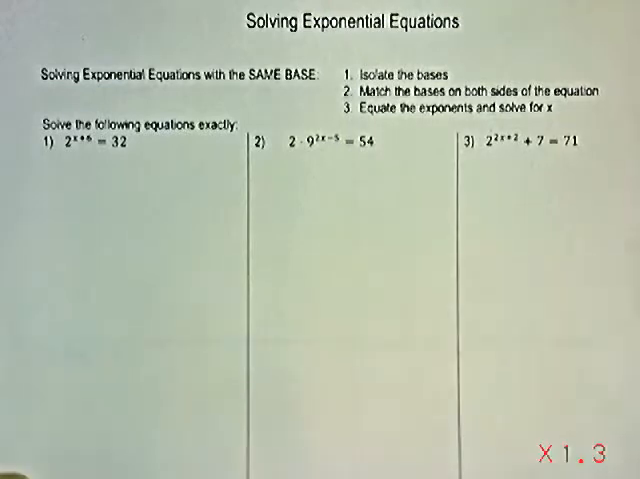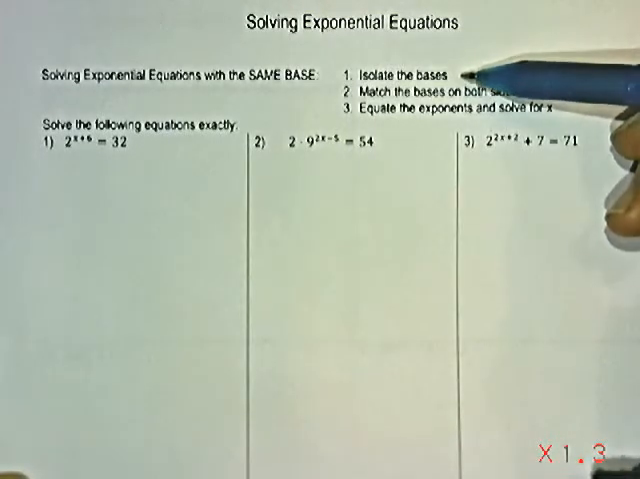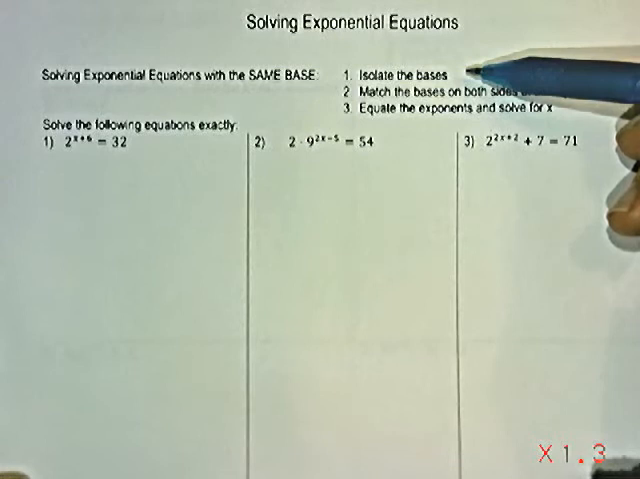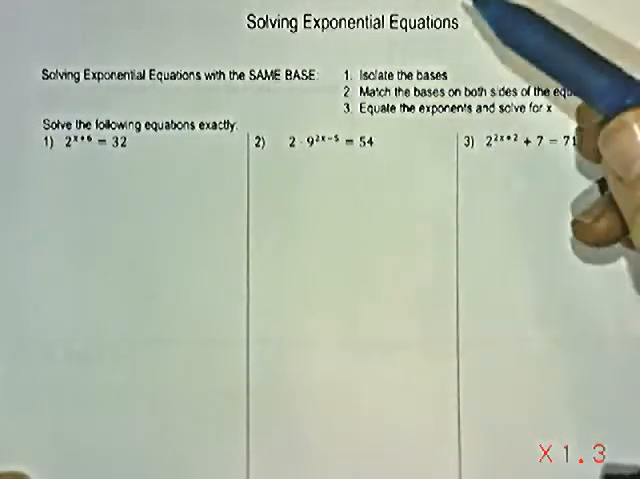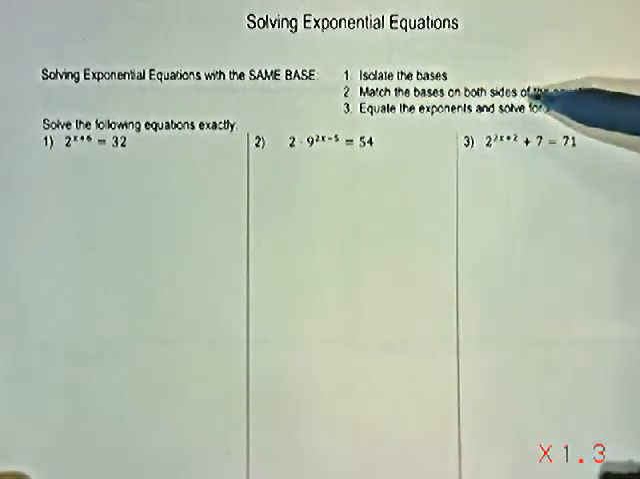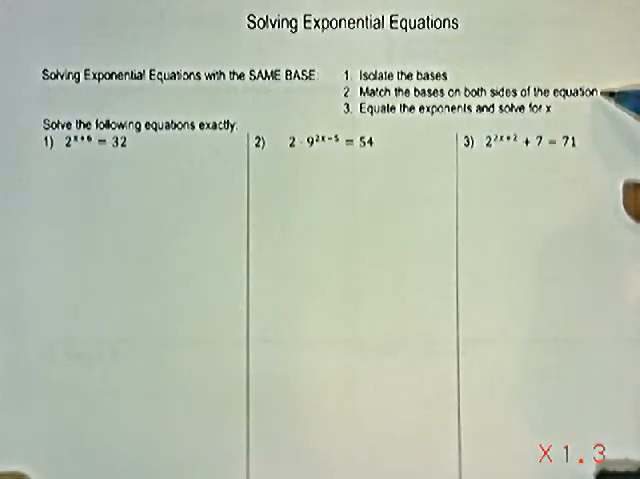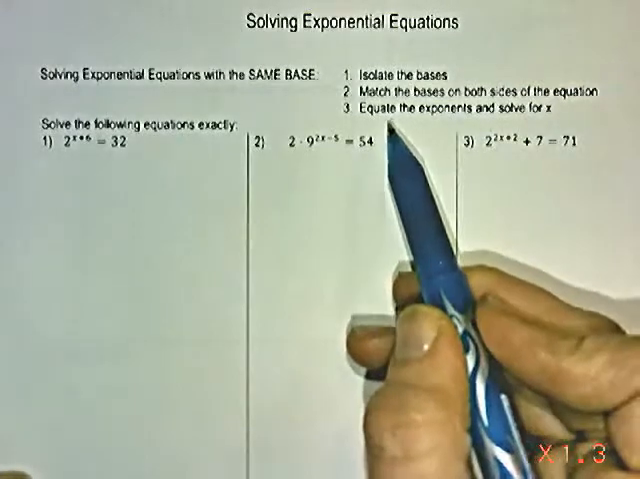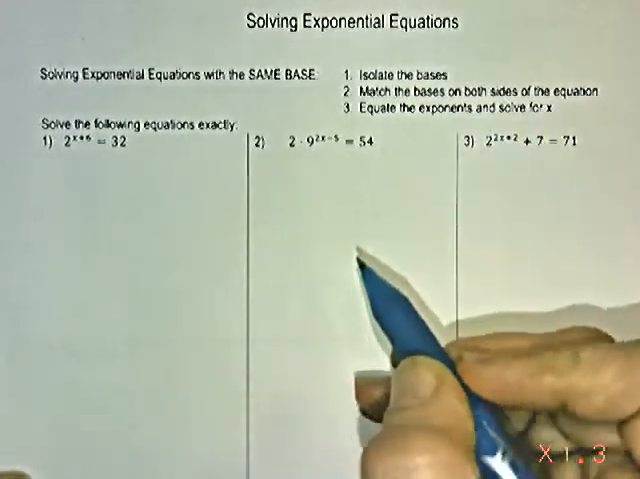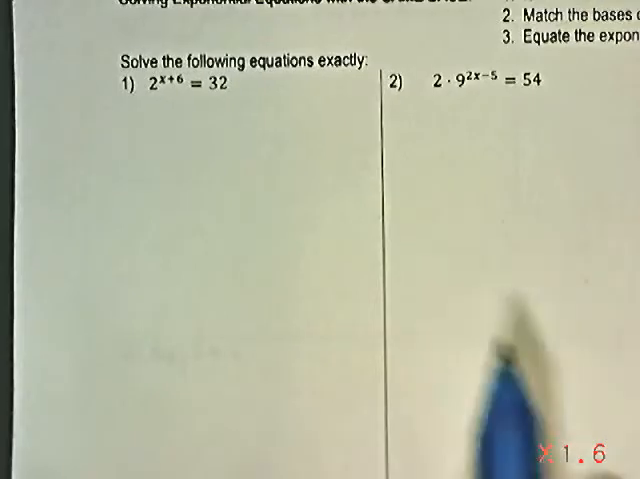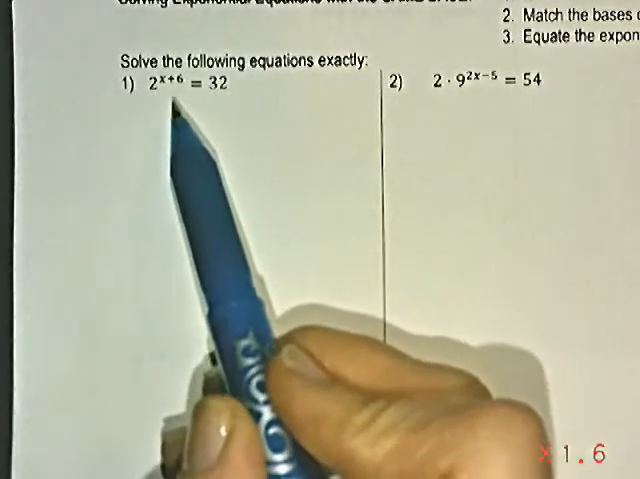There's essentially a three-step procedure. Isolate the bases, that just means get it all by itself on either side of the equation. Match the bases on both sides of the equation, and once you've accomplished that, you can then equate the exponents and solve for x. This first example is intentionally made to be quite simple so that we can solve that by inspection.